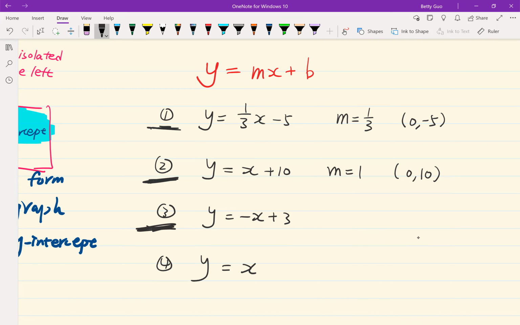Determine if this equation is a linear equation in two variables in the slope-intercept form. Y equals negative x plus 3. Y is isolated on the left, right? Tell me what's the slope? Negative 1. Okay. And what's the y-intercept? 0, comma 3. Okay, very good.